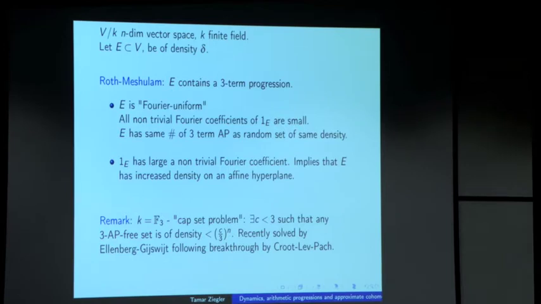And it was following a breakthrough. They proved it in this case for F3, but it was following a breakthrough by Croot, Lev, and Pach, who proved this result for the field with 4 elements. So, but this argument that they have. So maybe I should say, the argument of Roth and Meshulam gives you a density of 1/n, so 1/log the size of your set.